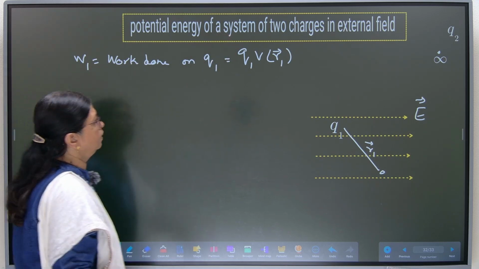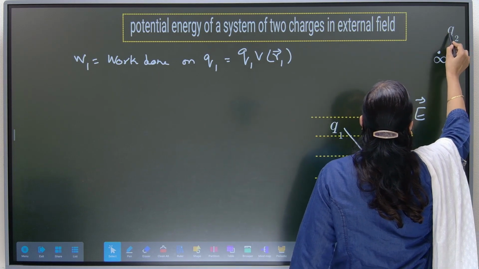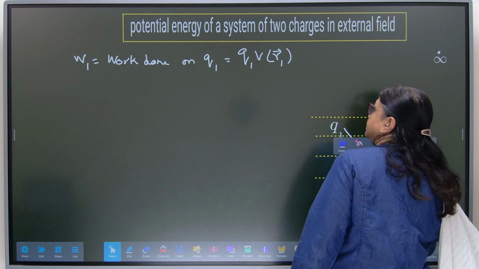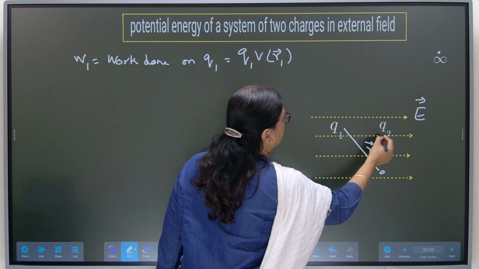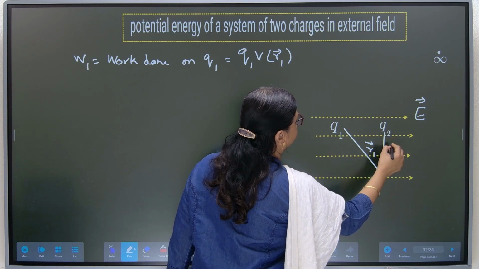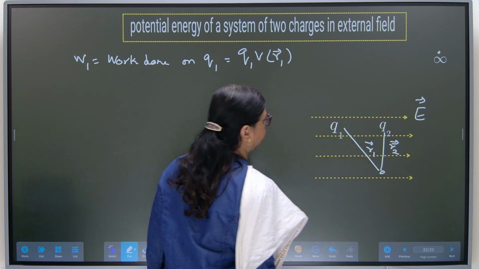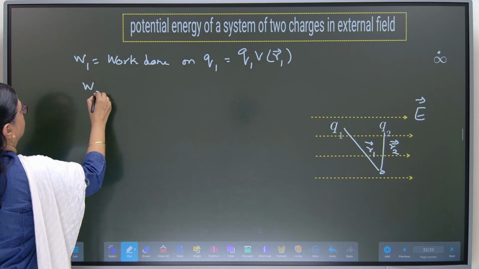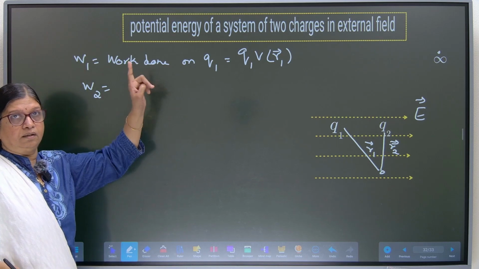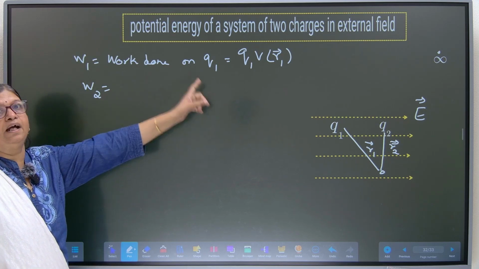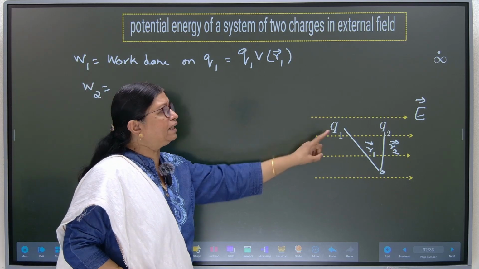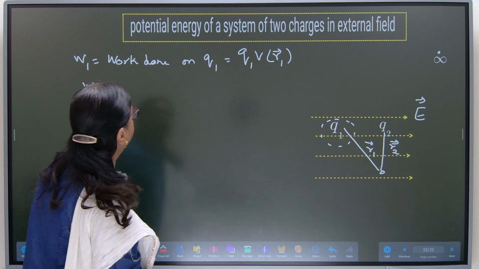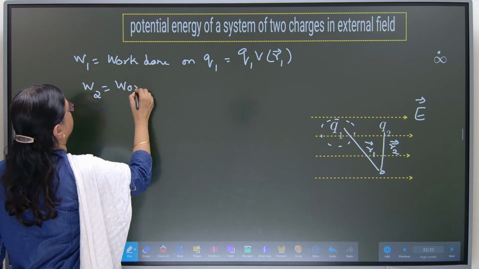Now, when I bring Q2 from infinity to a position vector R2 from that same origin, we again have to do work against the external field and also against the electric field created by Q1. Agreed? Okay.